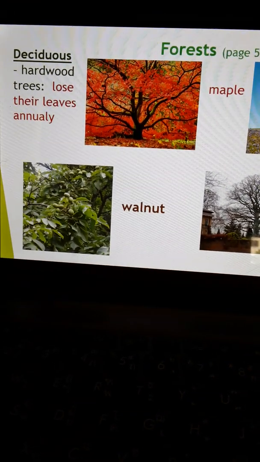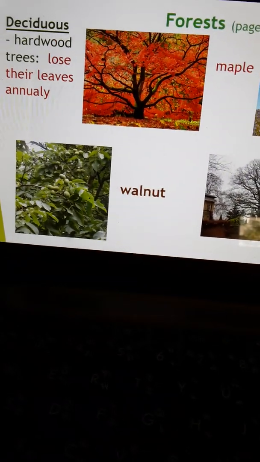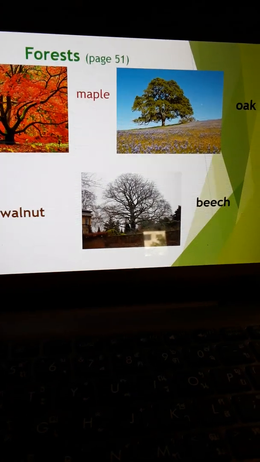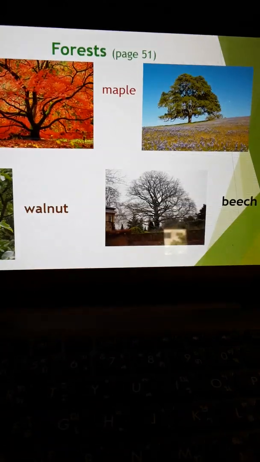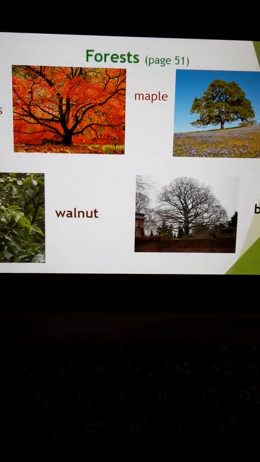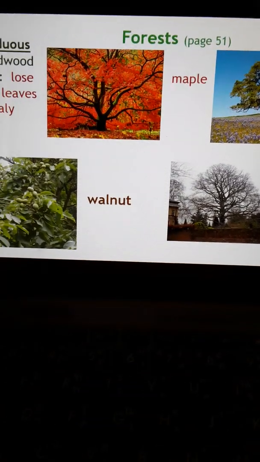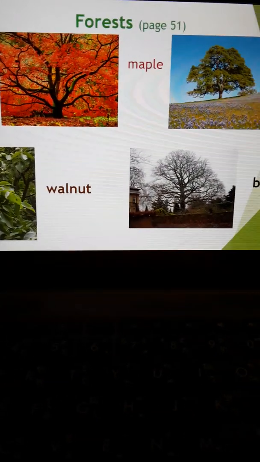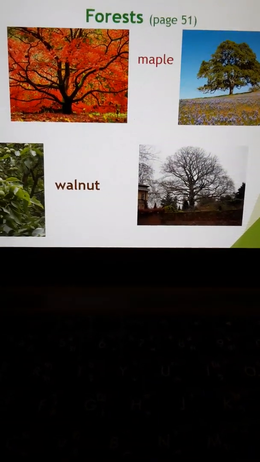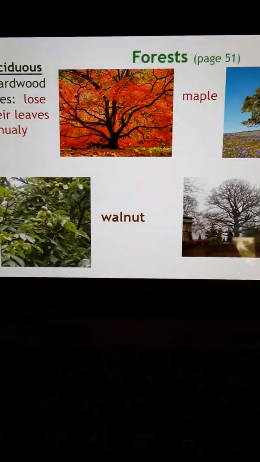Now let's talk about the forests in Europe. The first type is deciduous, which means hardwood trees that lose their leaves annually. These are the important examples of trees: maple, oak, beech, and walnut. You can notice that their leaves have different colors, from green, orange, yellow, until there are no more leaves in the trees because the leaves died already. So it means deciduous forests have 4 seasons.